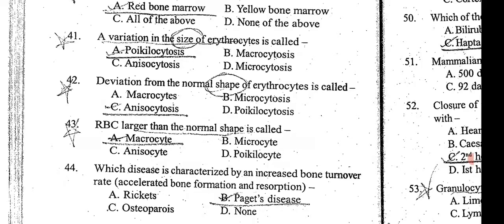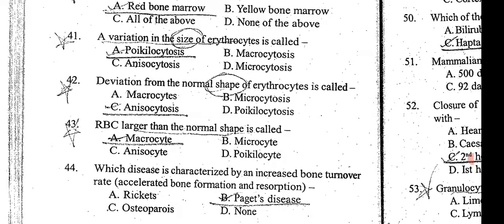Red blood cells larger than normal are called macrocytes. Macrocytes are the anisocytes that have the larger red blood cells. Macrocytes can be a type of anisocytes, as macrocytes means increase in size of red blood cell, and anisocytes means change in shape of red blood cell.